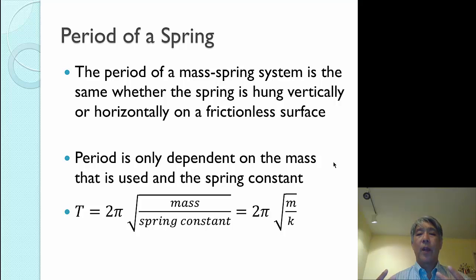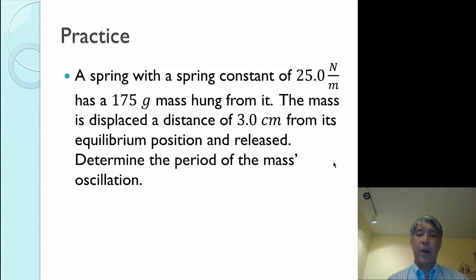That brings us to the period of a spring. The period of the spring is 2 times pi times the square root of the mass hanging on it divided by the spring constant. It really doesn't matter whether I'm vertical or horizontal. The mass is in kilograms, and the spring constant is in newtons per meter. So here's a question for practice. I have a spring constant and I have a mass. Calculate the period of this oscillation.